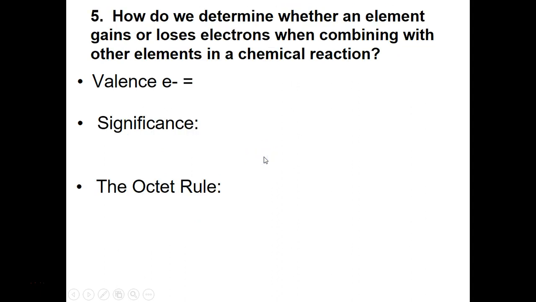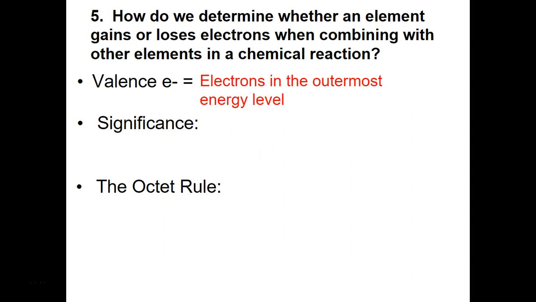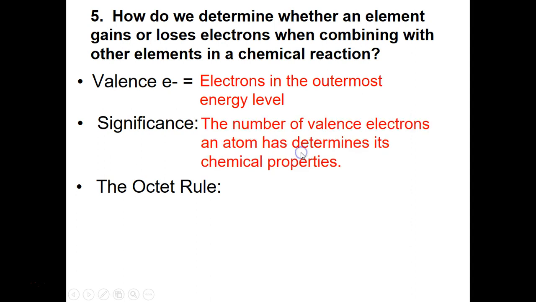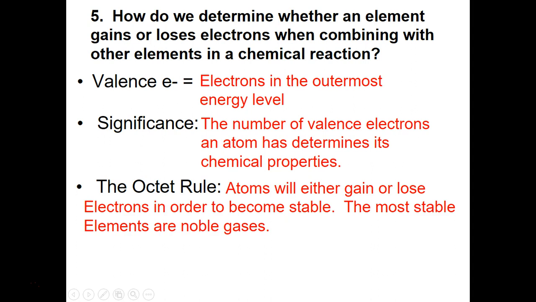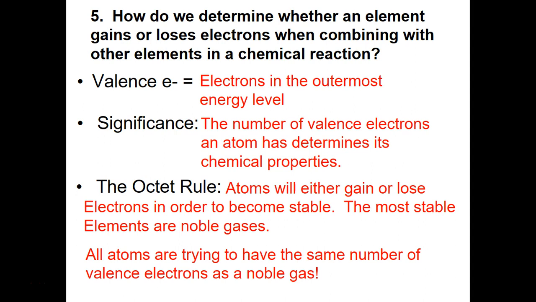All right, so valence electrons. Valence electrons are electrons that occupy the outermost energy level of an atom. And the significance of that is that the number of valence electrons will actually determine the chemical properties of those elements. The octet rule says that atoms will either gain or lose electrons in order to become stable. And we know that the most stable elements on the periodic table are noble gases. So everybody wants to have the same number of valence electrons as a noble gas.